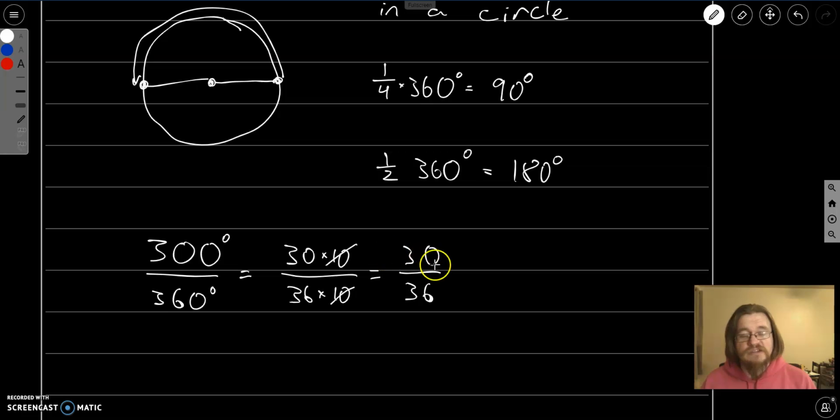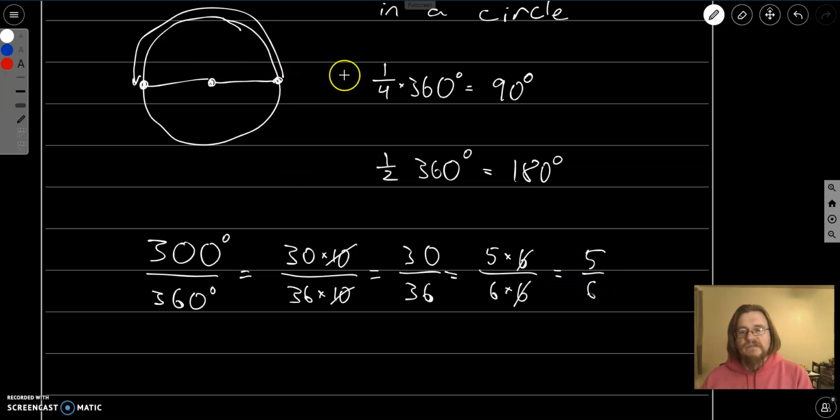Also, the top 30 is divisible by 6. The bottom is divisible by 6. So that's going to be 5 times 6, and the bottom will be 6 times 6. So we'll cancel those out. So we've gone 5/6 of the way around the circle. So if we're starting from here and we're going sort of up and counterclockwise, where did we get to? Well, we know that 360 is all the way back here, so it would be pretty close. And in fact, we're exactly 5/6 of the way around.